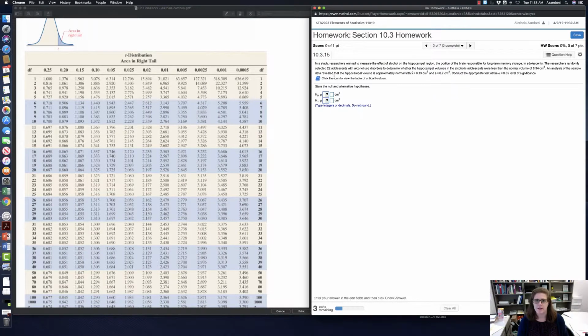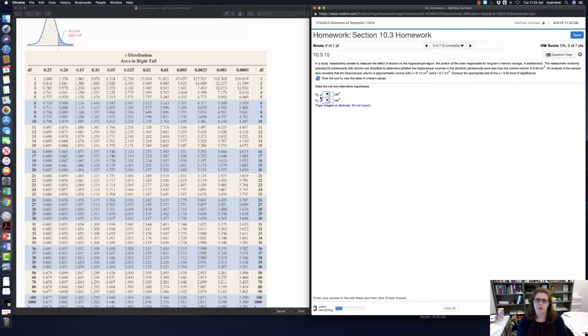An analysis of the sample data revealed that the volume is approximately normal with a mean of 8.13 and a standard deviation, sample standard deviation, this S is why we choose a t-test rather than a z-test, of 0.7 centimeters cubed. Conduct the appropriate test at the alpha of 0.05 level of significance.